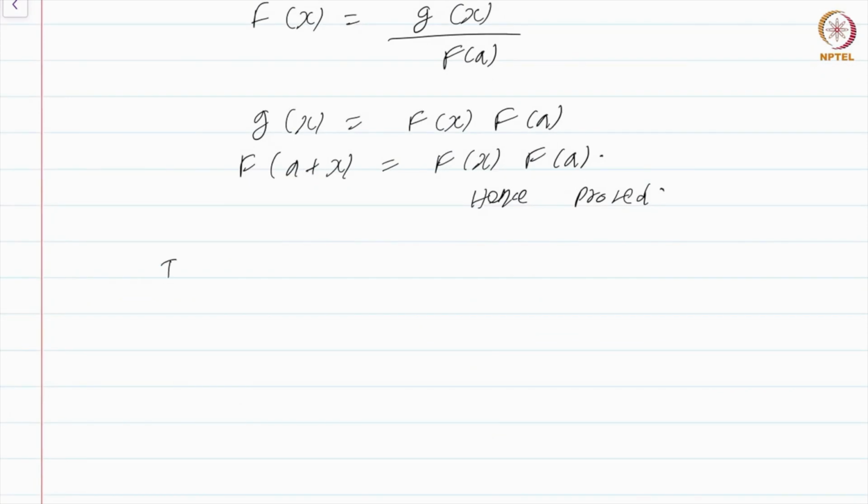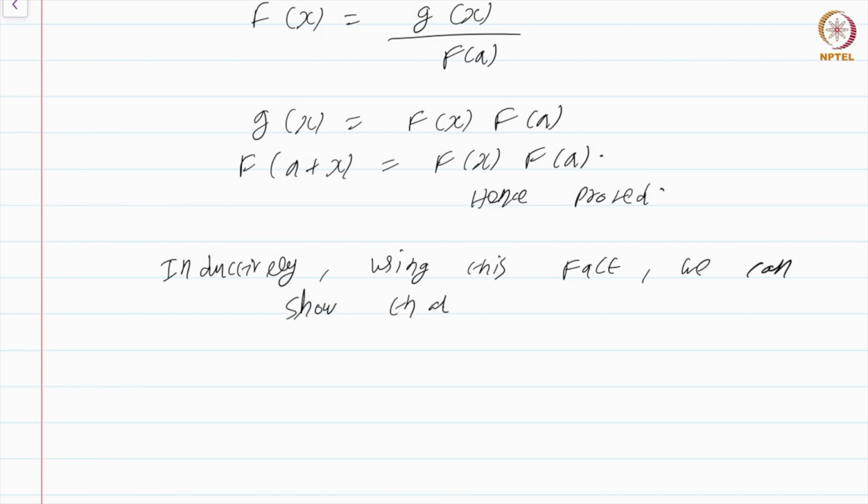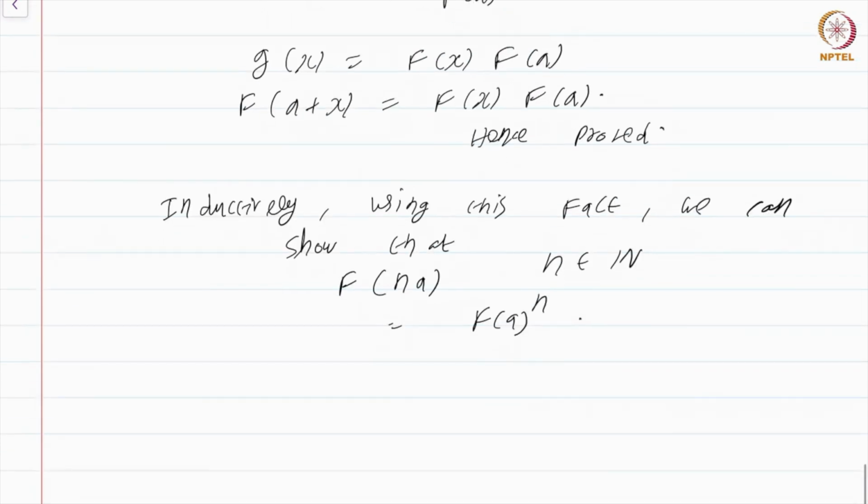Now inductively, using this fact, we can show that f of n times a, n in the natural numbers, is nothing but f of a power n. This is certainly true when n equal to 1. When n equal to 2, we just say f of a plus a is just f of a squared. That is what the previous result is saying. Inductively, it's easy to show this.